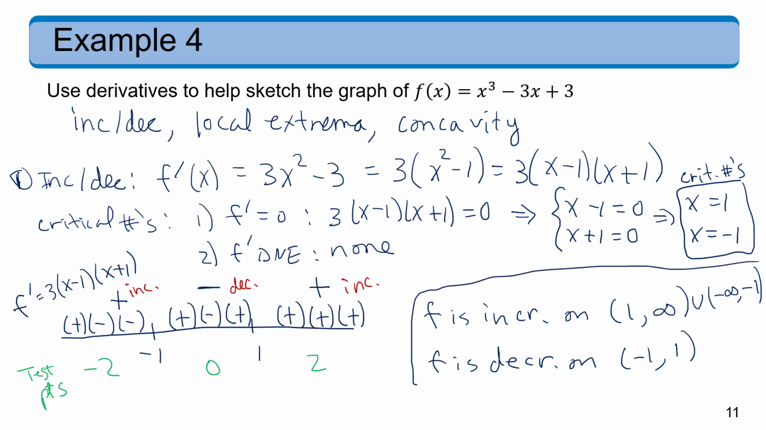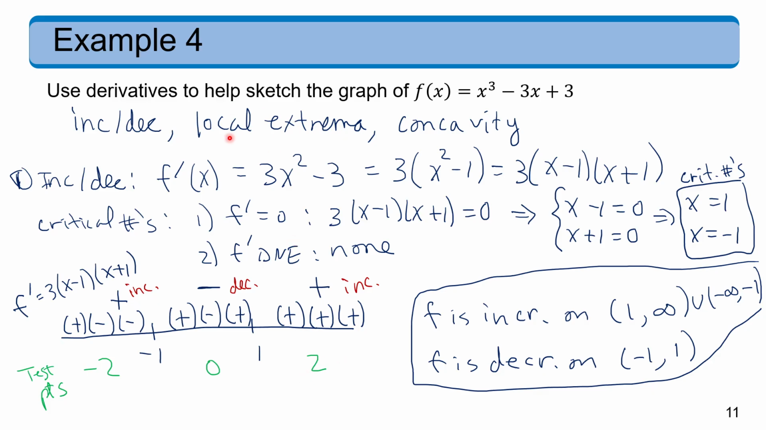Just a reminder, when you're writing these intervals, make sure you do not use test points as your endpoints. I should not be using -2, 0, or 2 as any endpoints on these intervals. The endpoints have to come from the critical numbers that were originally marked on the number line. Okay, so that takes care of number 1, finding where it's increasing and decreasing.